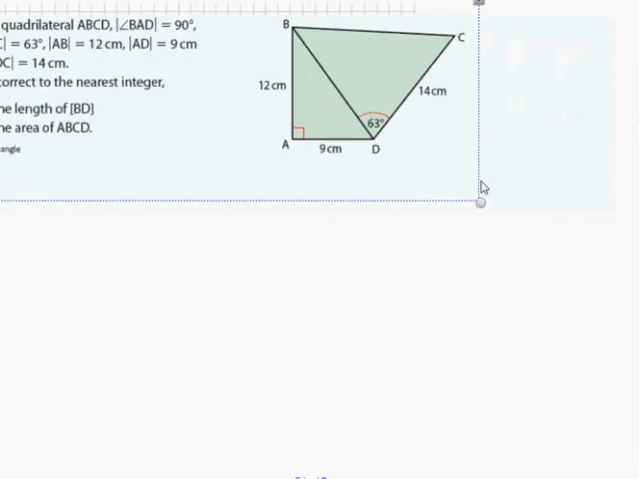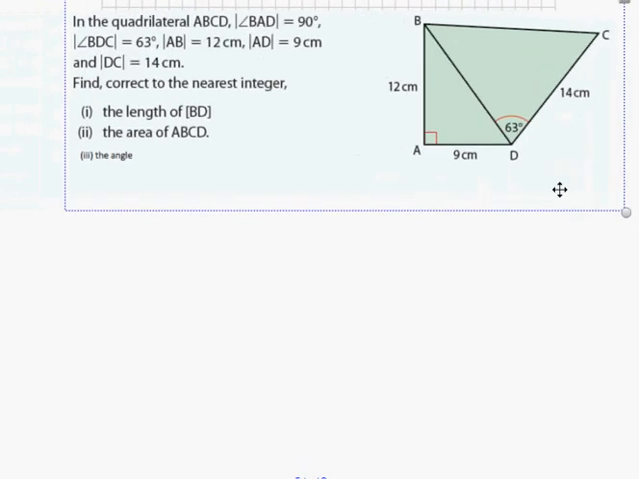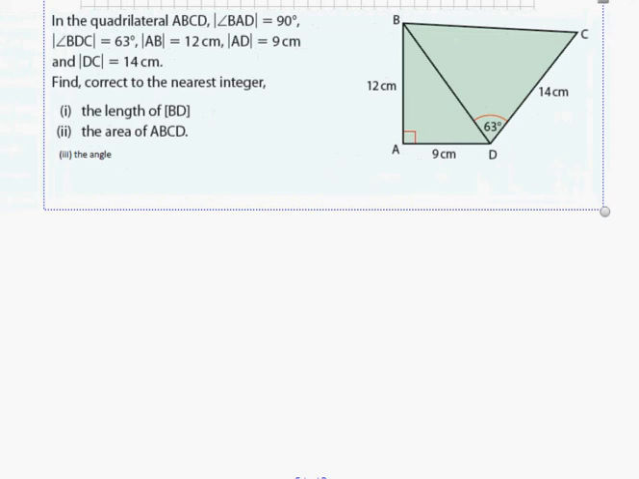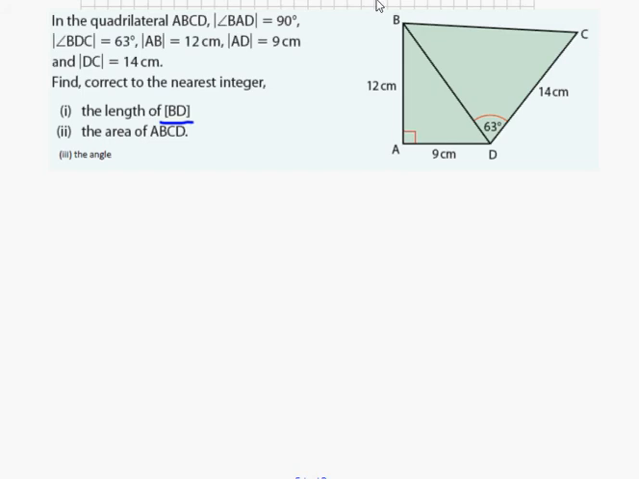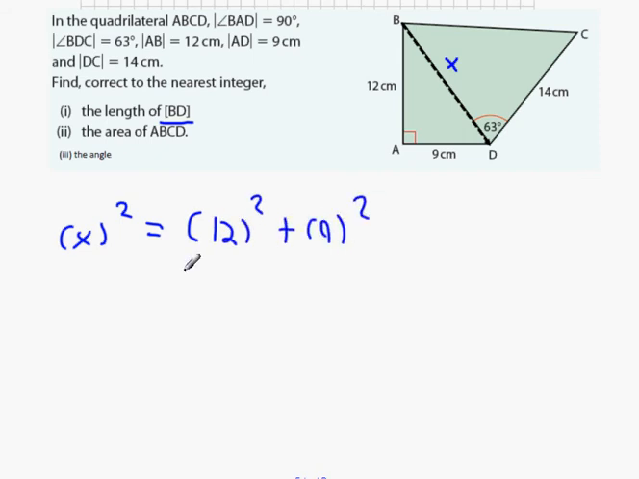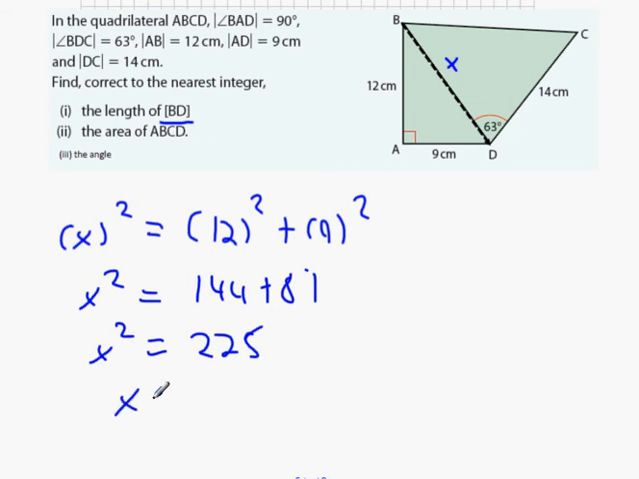Okay. Alright lads, now this one here. Can anybody calculate BD? Paddy, what would be a good choice for BD? So Paddy's going with Pythagoras' theorem to get BD. So x squared equals 12 squared plus 9 squared. Okay, x squared equals 144 plus 81, which is 225, so x equals 15. Okay, 15 there. No worries.